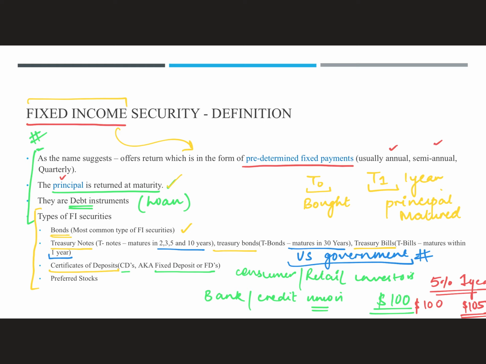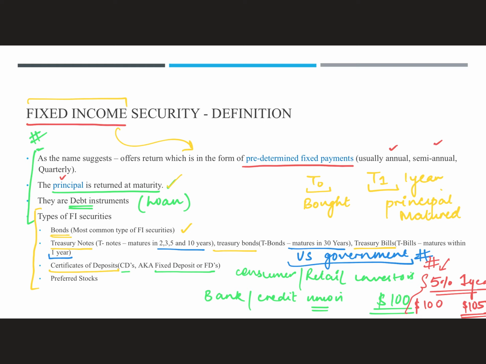This is a fairly basic example, but it gets complicated as you move on. The bank might also tell you that this 5% is for 1 year, but it's compounded quarterly. Then you will receive four payments within a year. How to calculate these payments comes in later stages of this discussion. But this is another type of fixed income security which is fairly common among retail investors or consumers like you and me.